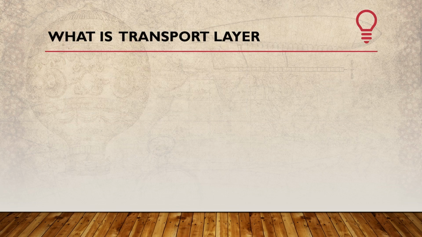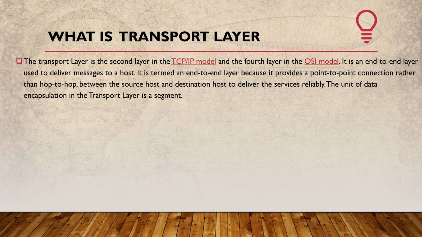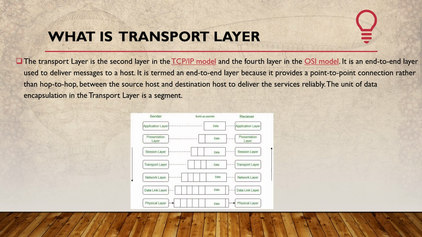Today we are going to discuss the transport layer. What is the transport layer? The transport layer is the second layer in the TCP/IP model and the fourth layer in the OSI model. If you see the OSI reference model, it's the fourth layer. If you see the TCP/IP model, it's the second layer. After this layer in the TCP/IP model, it is the application layer.